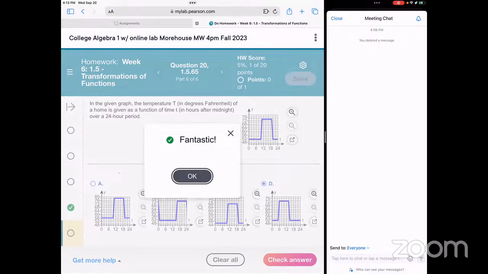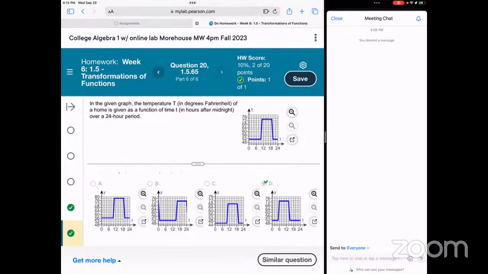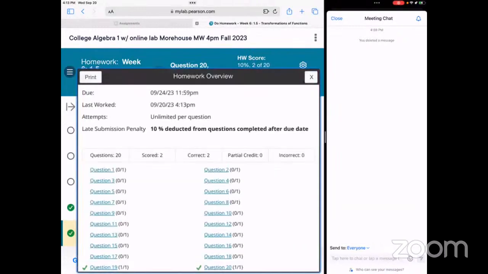Hey, Google, give me a random number between 1 and 20. Here's a random number, 9.